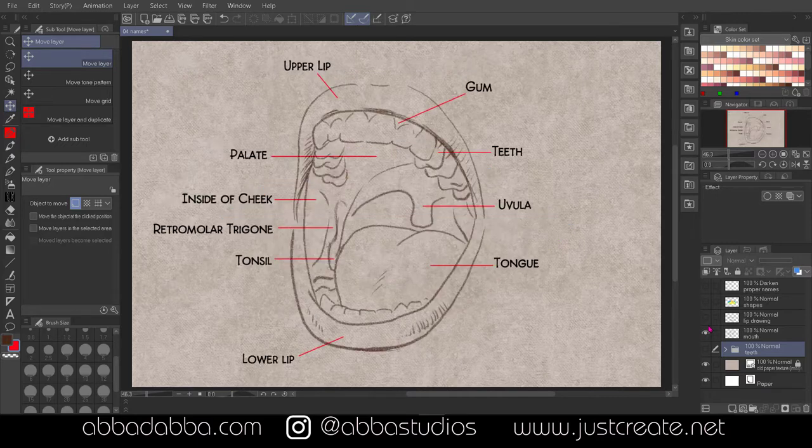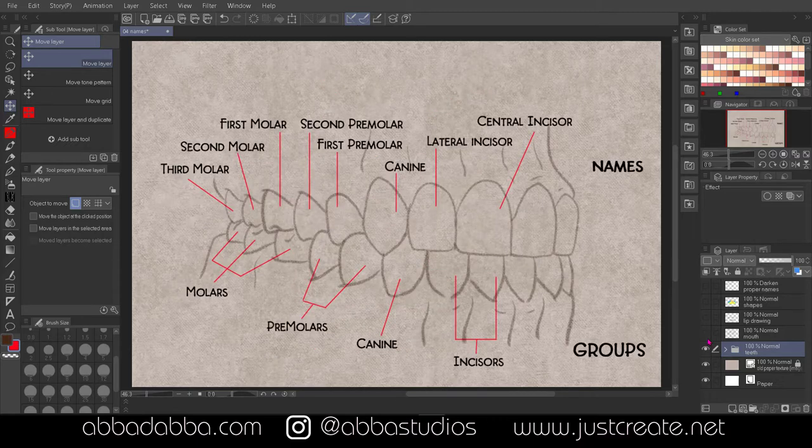Now for the mouth, we have the palate, upper lip, the uvula, the inside of the cheek, the tonsil, the tongue, teeth, the retromolar trigon, the gums, and the lower lip. For the teeth, we have the central incisor, lateral incisor, canine, first premolar, second premolar, the first molar, the second molar, and the third molar. And on the lower, we have molars, premolars, canine, and incisors. Now, it's probably not necessary to know all the names of these, but I think it helps, as I said.